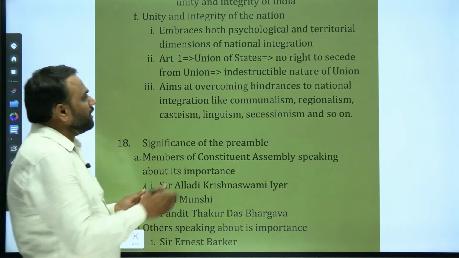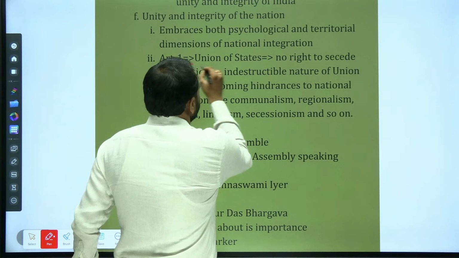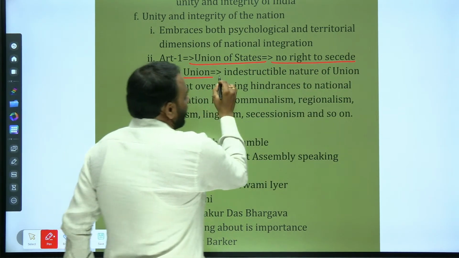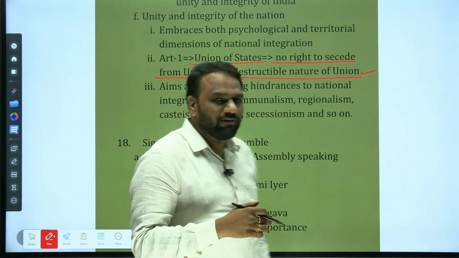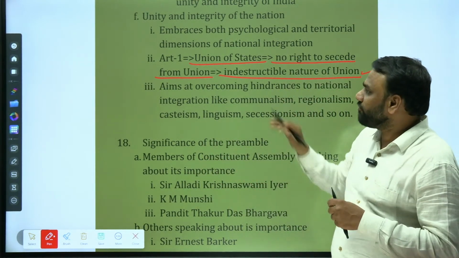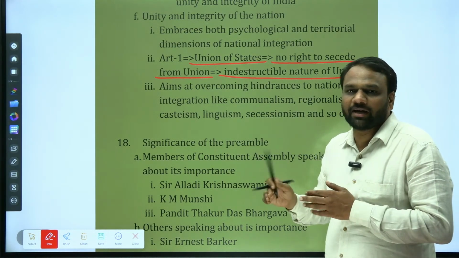So Article 1 says that India is a union of states. No right to secede from the union. The nature of the union is indestructible. So what does it mean? Again, in detail we'll be discussing this in a topic called the union and its territories, but at a superficial level, in India a state cannot say that I will form a separate country.